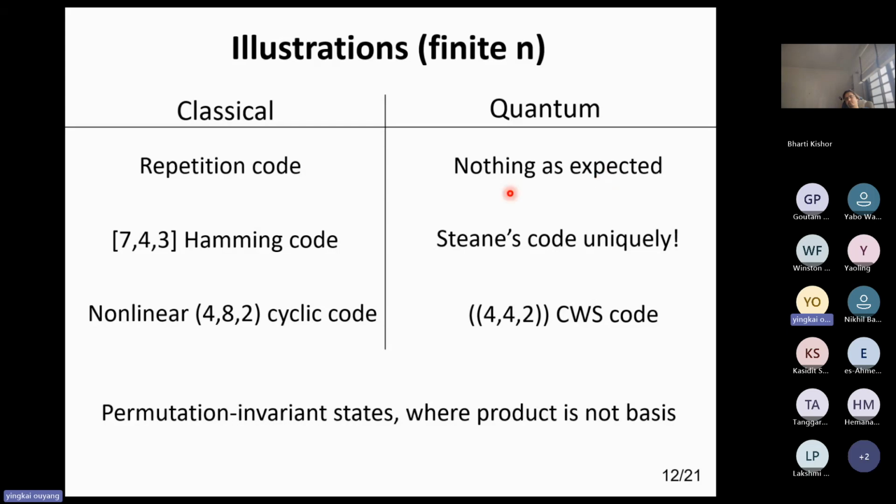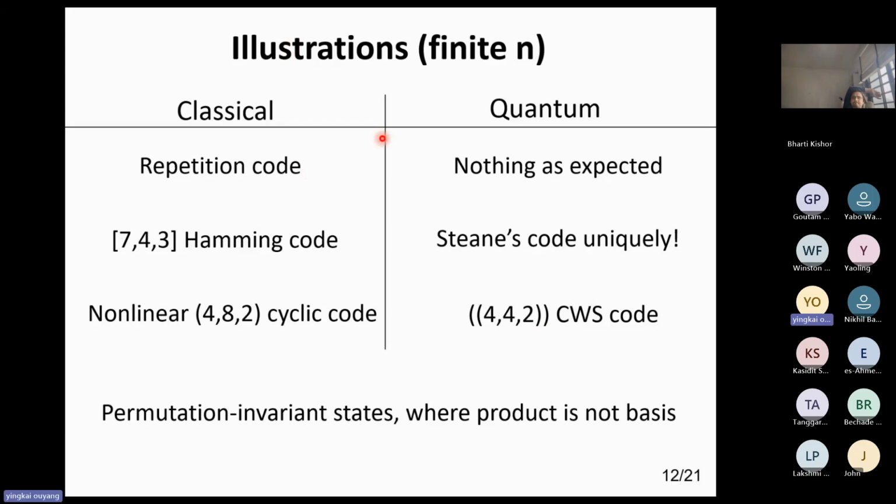the A matrix has a null space that is just zero. It's a dimension zero null space. So we find nothing. All right. So we put in the classical [7,4,3] Hamming code. We get the Steane code, which is nice. And then we put in a cyclic code, and we got a CWS code. And of course, we can get beyond CWS codes because we can put in anything, right?